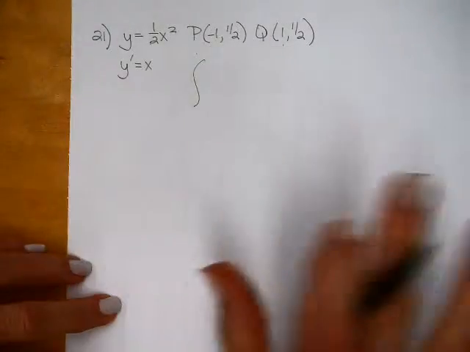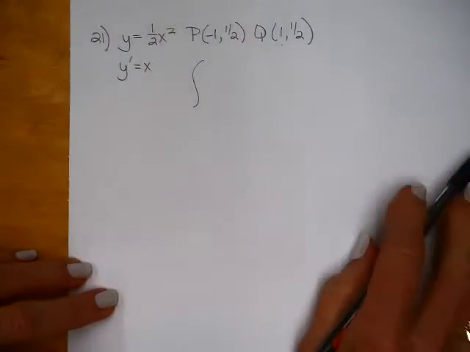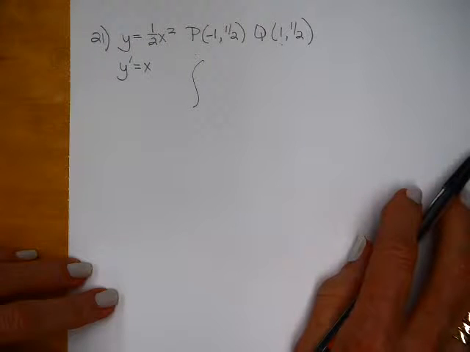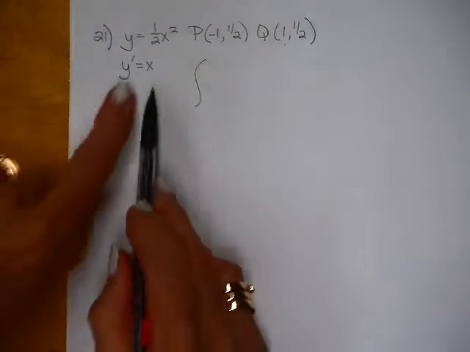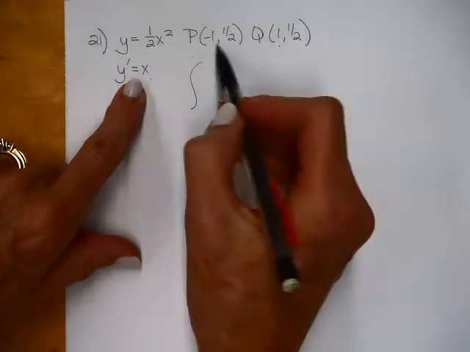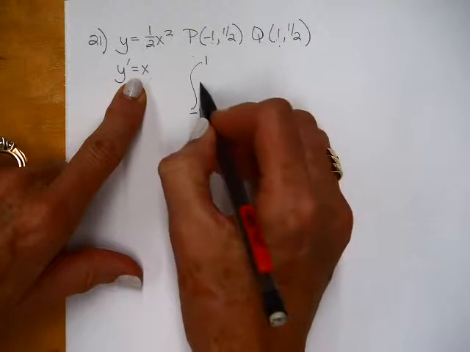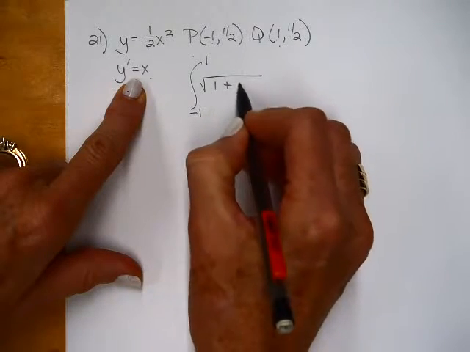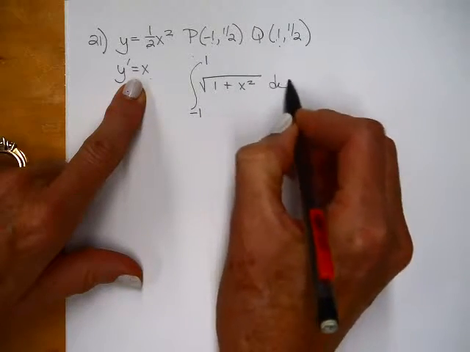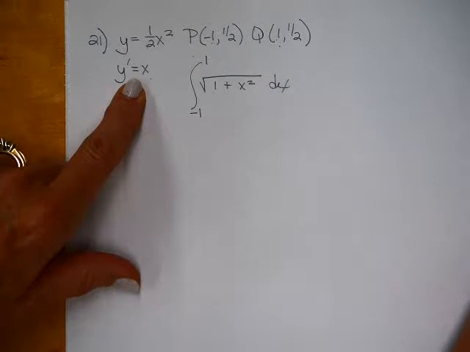All right, well then I'm going to have to integrate. How do I choose my limits of integration here? They've given me ordered pairs. I use my x's, right? Because this is in terms of x. So I'm going to use my two x's, use -1 to 1, and the square root of 1 plus x squared dx. So you just choose the x's, yes.